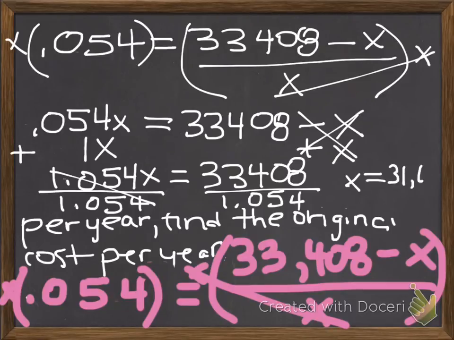31,696. Now to check myself, I really don't even need to plug it back in. Hopefully if I did the correct calculations, you can notice that since this was supposed to be the original cost and it increased slightly, okay, then you can see the original cost is lower. It's 31,696, and that's lower than 33,408. So my answer is a reasonable answer.